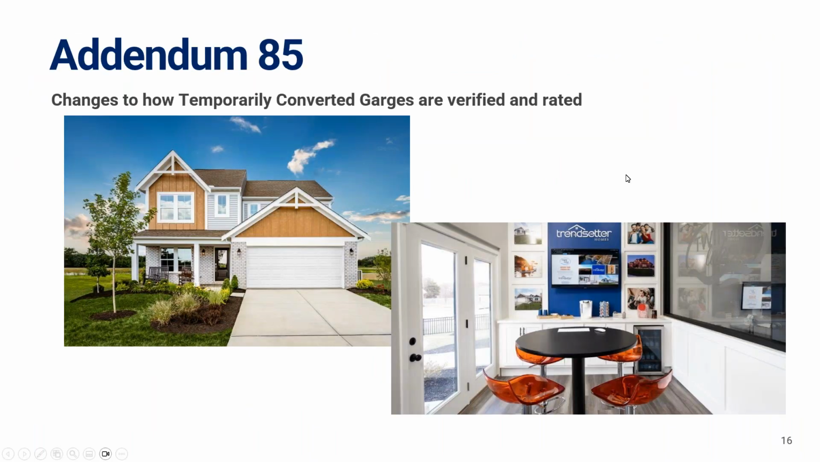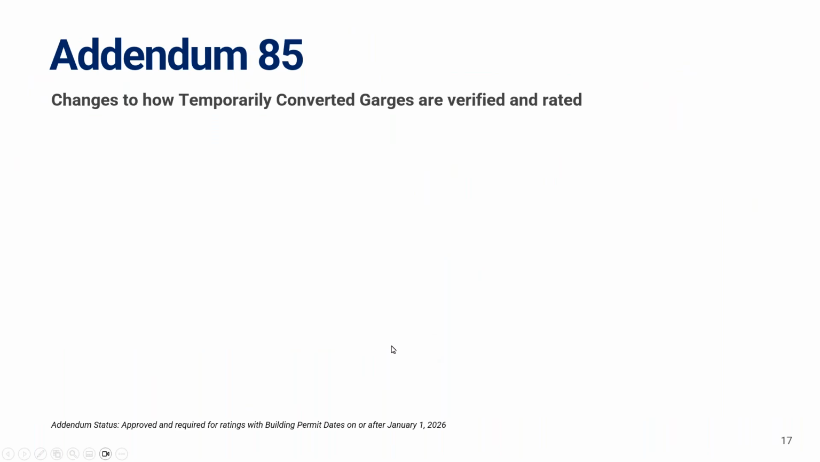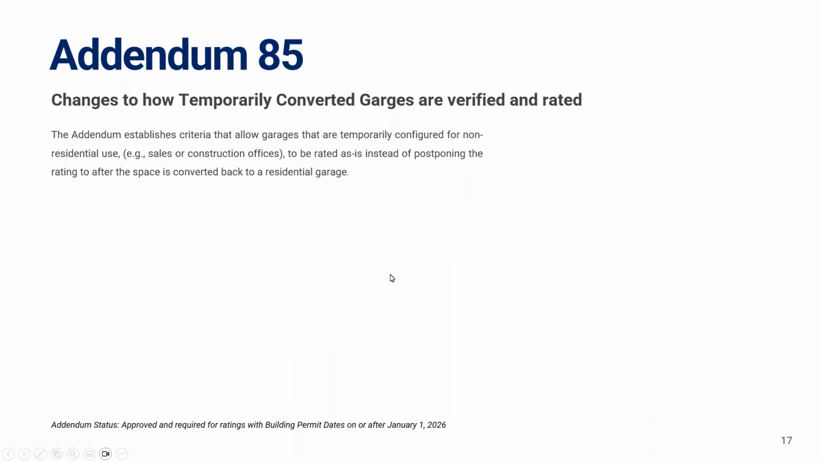And so what we're talking about are temporarily converted garages. So if you are a rater that works with a production builder that likes to have a model home with a sales center in the garage, and they want that model home to be rated with the sales center in place, a lot of raters will just wait until it gets converted and then do the rating, but sometimes the builder wants it rated sooner. And so what this addendum offers is a way to rate that space while the garage is still a sales office. And I'm realizing I can't even spell garages. That is embarrassing.